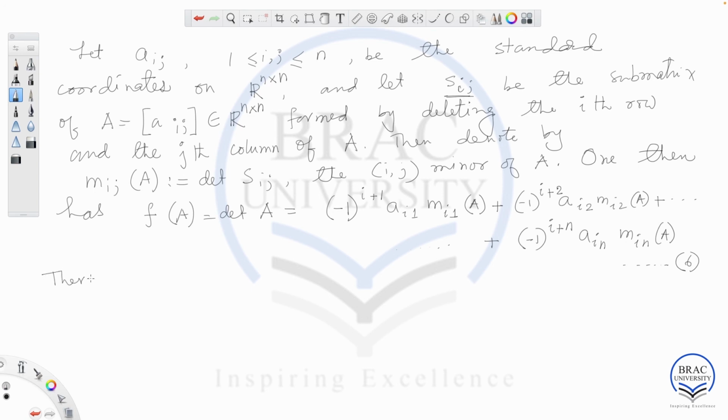Therefore, del f by del A_ij of A is equal to (-1)^(i+j), sorry, I'm differentiating with respect to A_ij, so that I will just have M_ij of A. That's equation number 7.